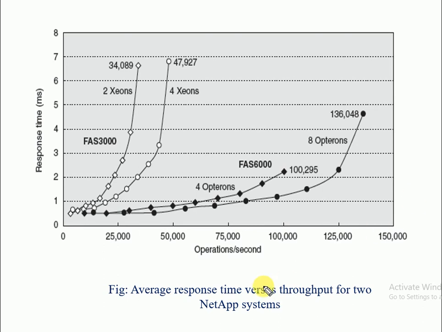So we can see the average response time versus throughput for two NetApp systems, with the number of operations per second and the response time. It is just an example comparison that is already described by the author. You can see the response time for various operations on systems like FAS 3000 and FAS 6000. These are the two NetApp systems.